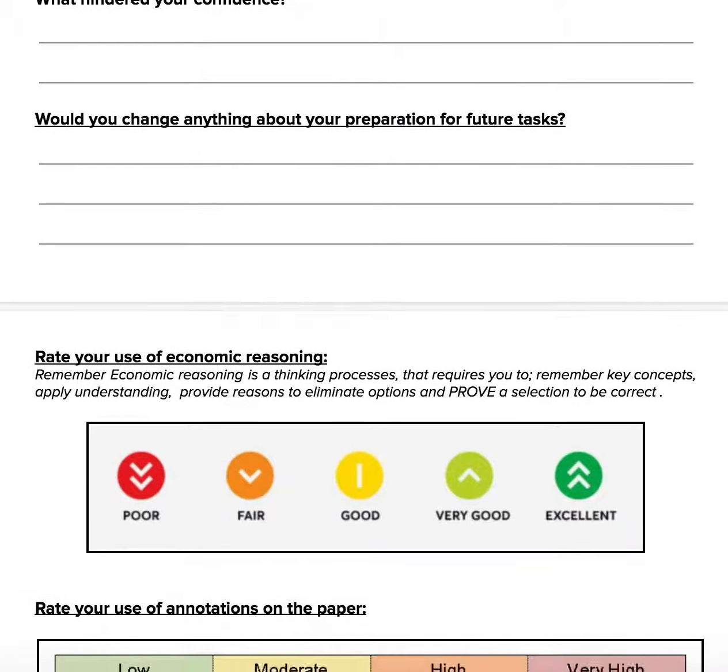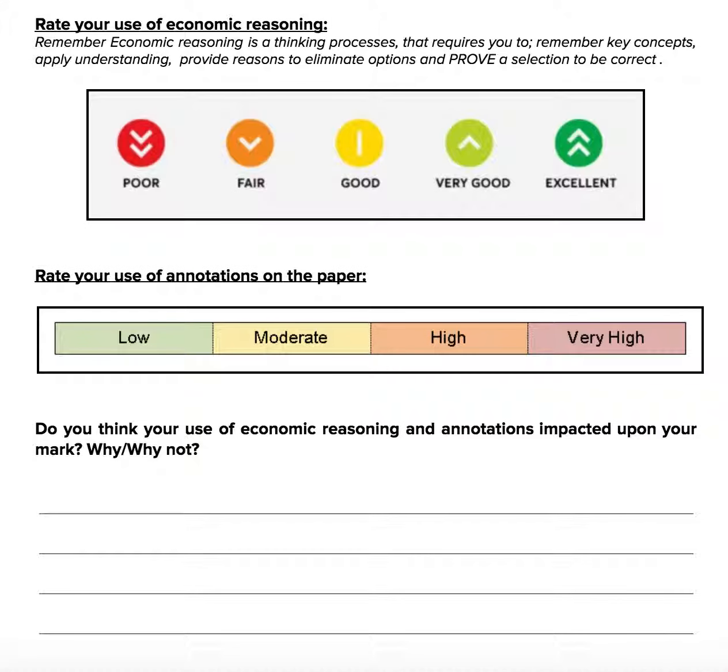Moving on to the next part of the syllabus, it really links with that afternoon session that we did. You need to remember that the multiple choice for HSC economics is always tough. Often they are multiple step questions to get the 1 mark. We have spoken about this idea of economic reasoning and it being a thinking process that requires you to not only remember key concepts, apply your understanding, but also be confident in eliminating and improving a selection. So rate your use of economic reasoning.